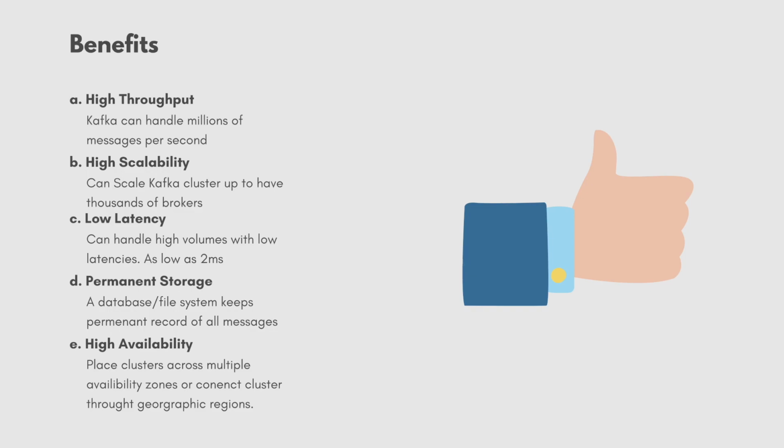Then we have the low latency nature of Kafka. It can handle high volumes with low latency, as low as 2 milliseconds. It can handle things really quickly. Then we have permanent storage, database file systems that keep a permanent record of all the messages. Like I said, each message has an offset, but it also keeps a record of the message itself. So the storage capability of Kafka is pretty amazing as well.